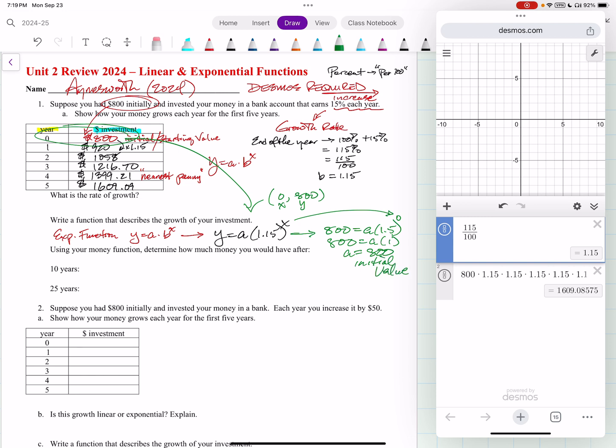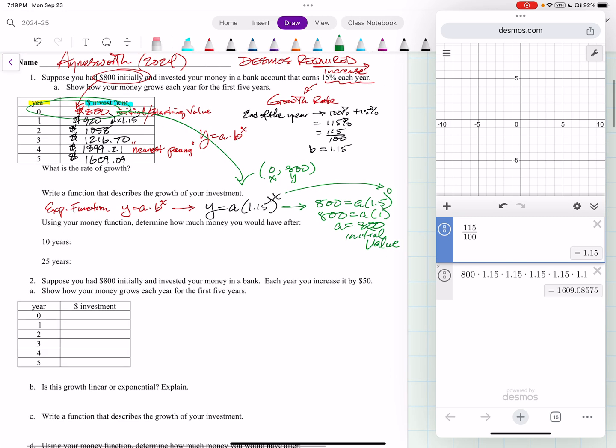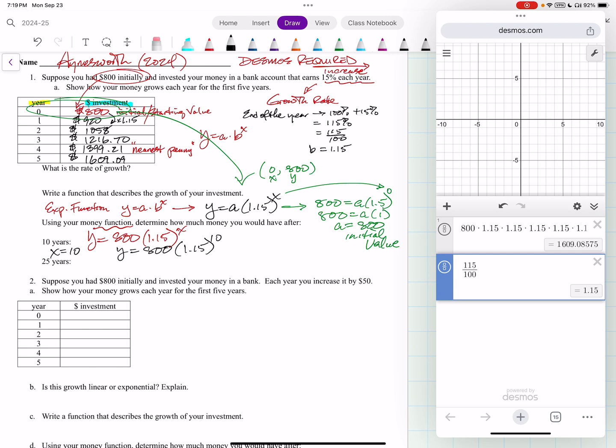That's your initial value. Now, if you know that it was 800 in the beginning, then you don't have to do that. But now we know, so let's write the function. So y is equal to 800 times your growth rate. Oops, I'm sorry, not 1.1, but 1.15, to the power of x. There's your function, your money function. Now we get to use it. So after 10 years, x is 10, we have y is equal to 800 times 1.15 to the 10th power.